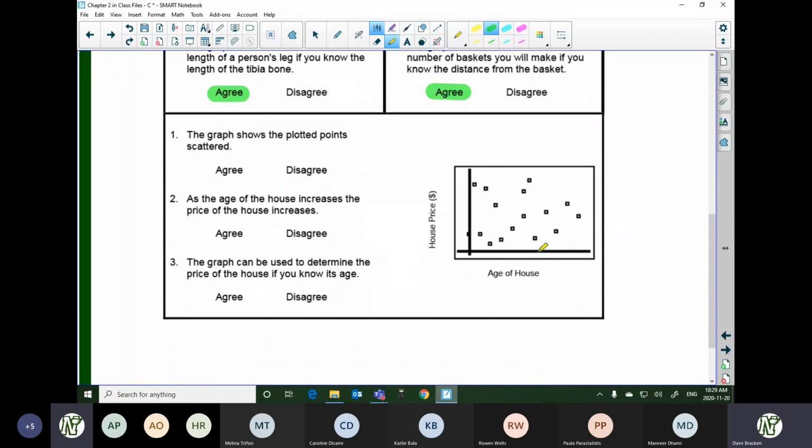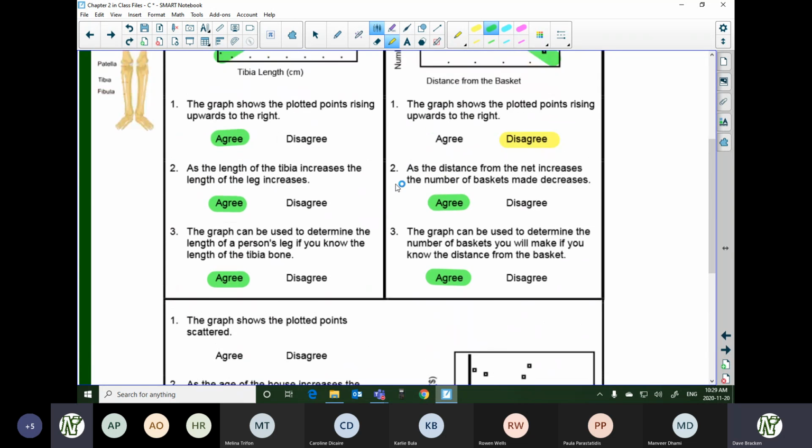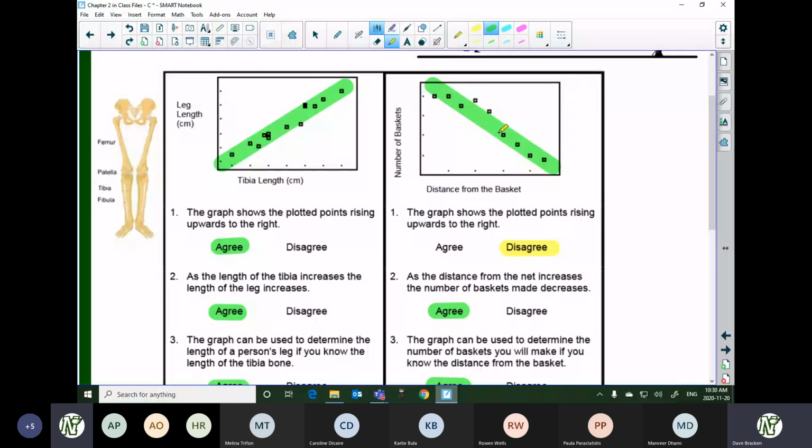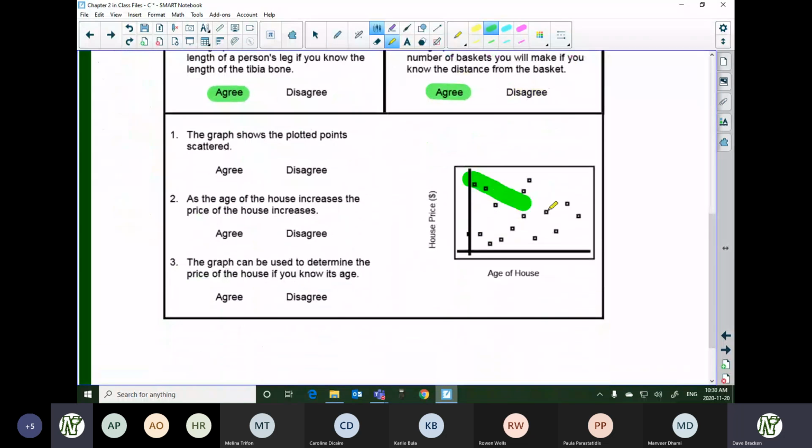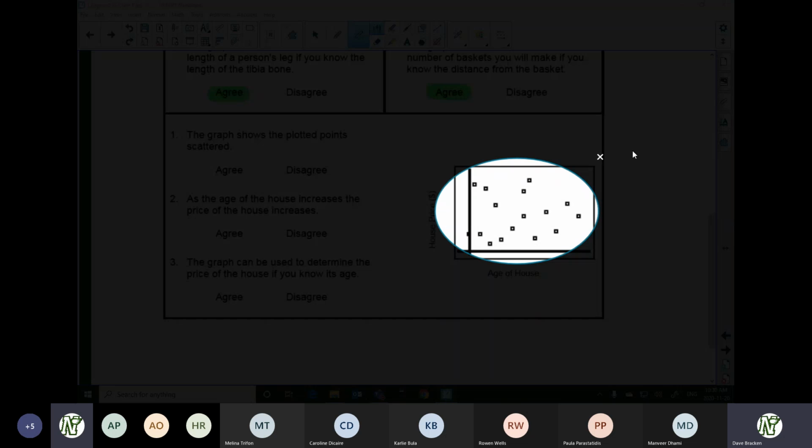Now, what do you notice with this one? Age of a house and the price of a house. The graph shows the plotted points scattered. If you take a look at the first 2, am I able to take a line and kind of make some type of a trend here? My answer to that is no, okay? We're not able to do that. So these dots are way more scattered. It's almost like I can put a circle around them and not an oval.